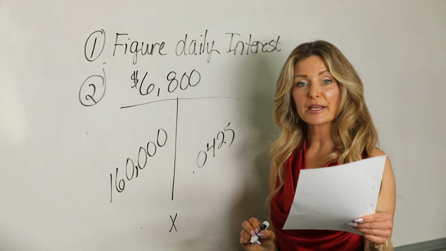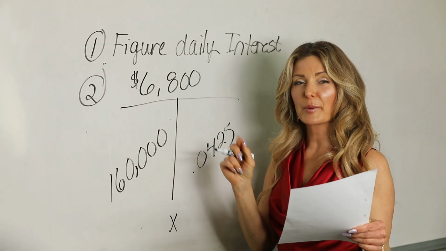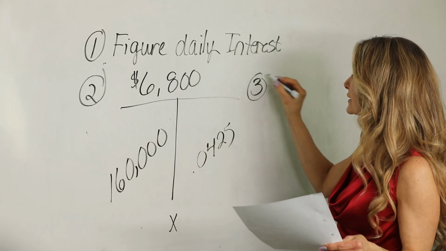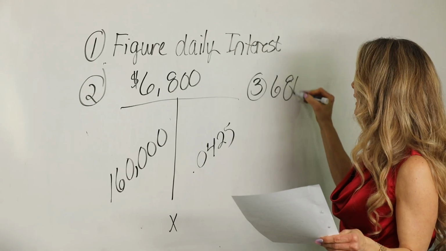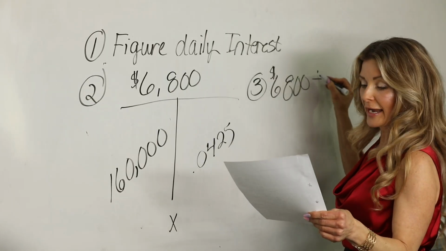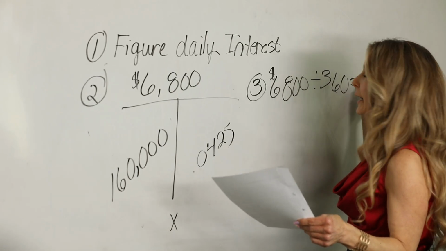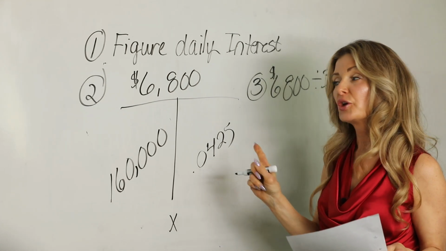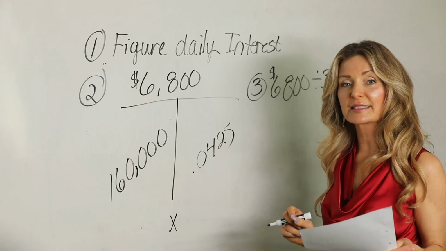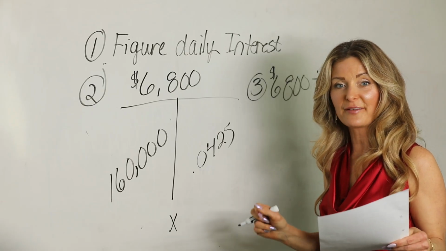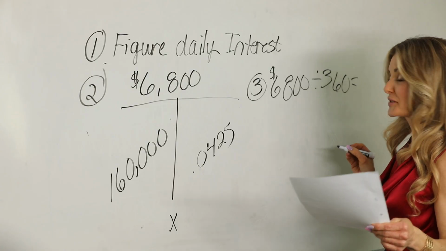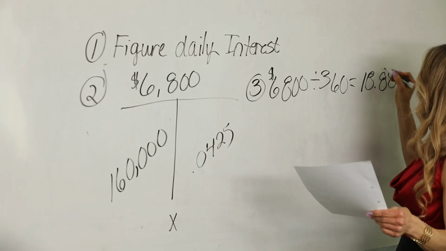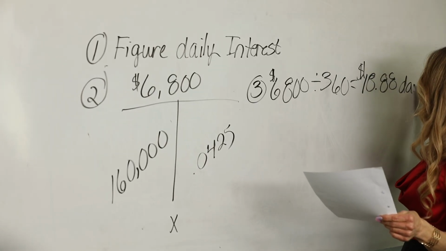$6,800 of annual interest. At this point, remember how I said I had to figure my daily interest? I'm going to come over here on step 3 and figure the $6,800, divide it by 360. Why would I divide it by 360? Well, another little tip is the Missouri test uses a testing year of 360 days instead of 365 days. Wow, I think I probably just blew some people's mind. That's going to give me $18.88 a day for interest.